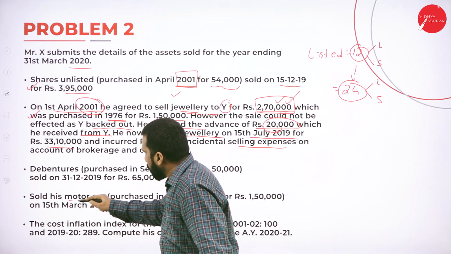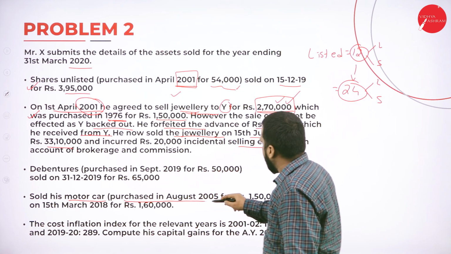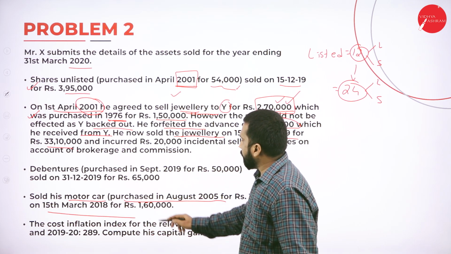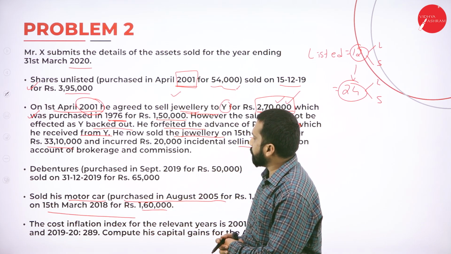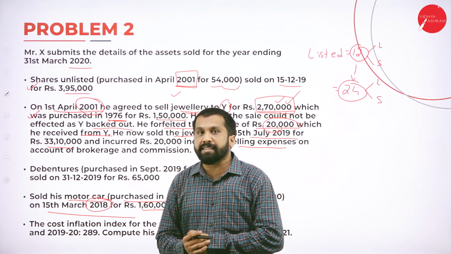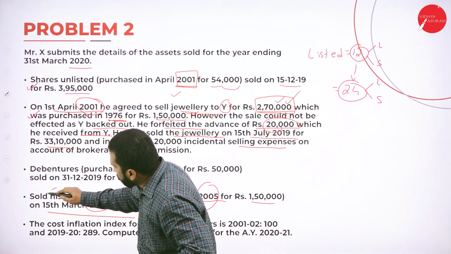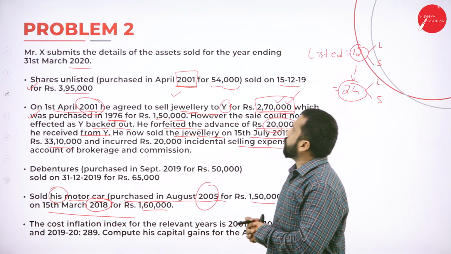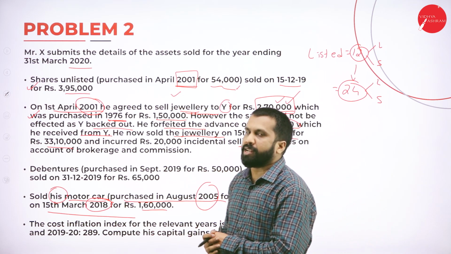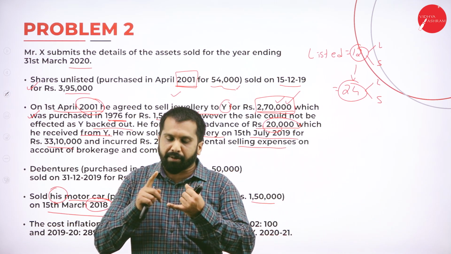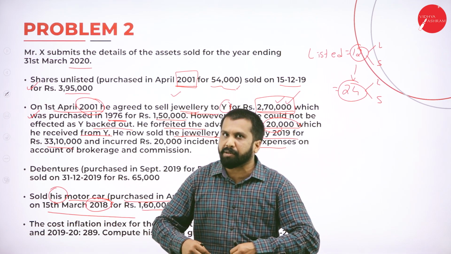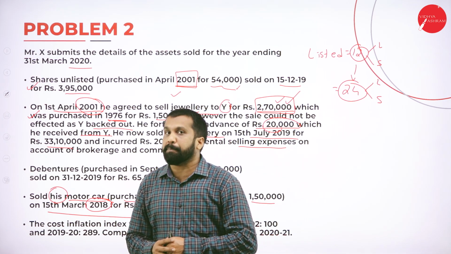Before that, sold motor car, purchased in August 2005 for 1,50,000, sold on 15 March 2018 for rupees 1,60,000. So it was purchased in 2005 and is sold in 2018. Here they have mentioned he sold his motor car. Sold his motor car means it is used for which purpose? Personal purpose. As you know, anything used for personal purpose, like vehicles, clothes, furniture, if you sell that, it will not become a capital asset.